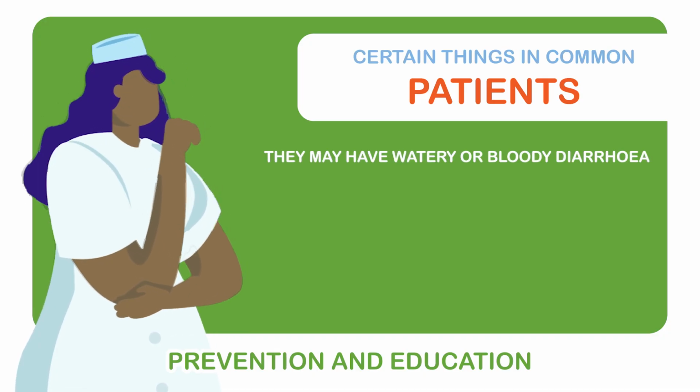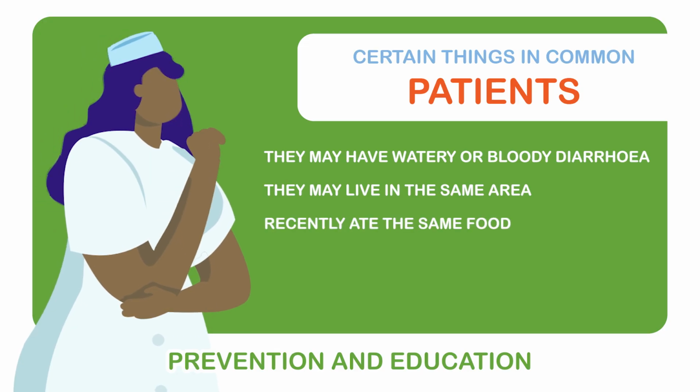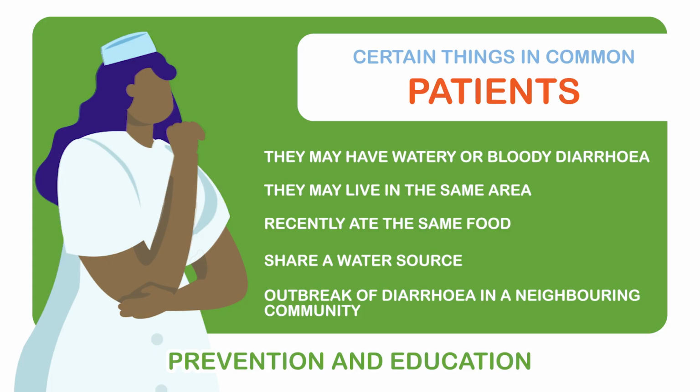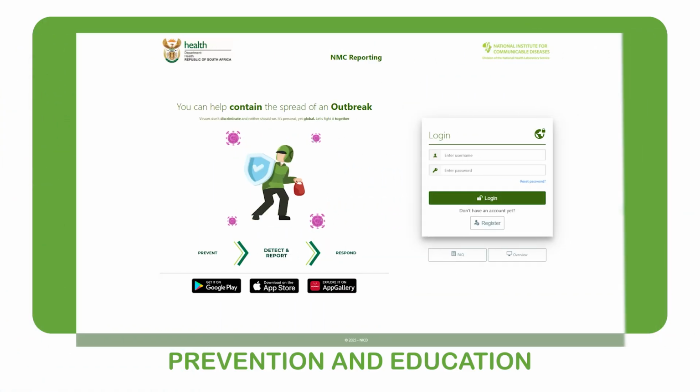Be alert for patients having certain things in common. They may have watery or bloody diarrhea. They may live in the same area. They recently ate the same food. They may share a water source. Or there may be an outbreak of diarrhea in a neighboring community. These cases may need to be notified on the Notifiable Medical Conditions app.